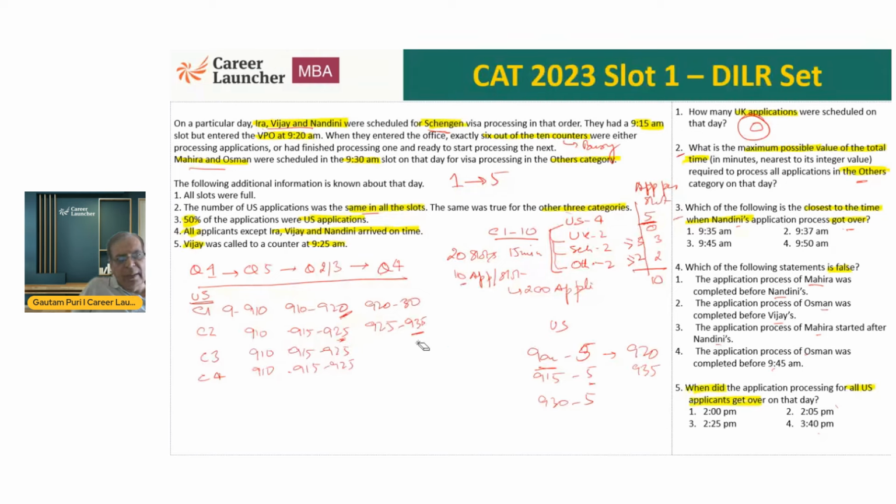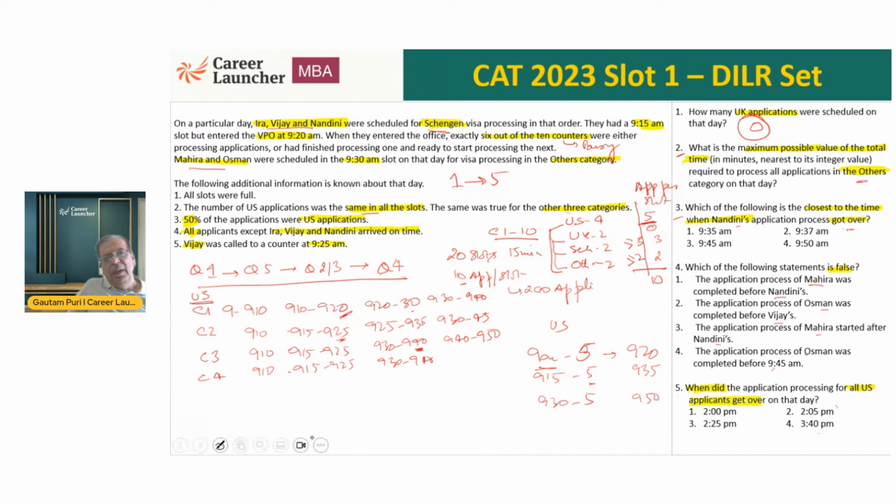One more, let's do one more. At 9:30, another 5 came. When will they be taken up? The people who came at 9:30, 9:30 to 9:40, 2 of them taken care of. And then C2 will be over at 9:35. So the 4th person of the 9:30 slot will get over at 9:45. And at 9:40, counter 3 is over. So 9:40 to 9:50, this will be over at 9:50.